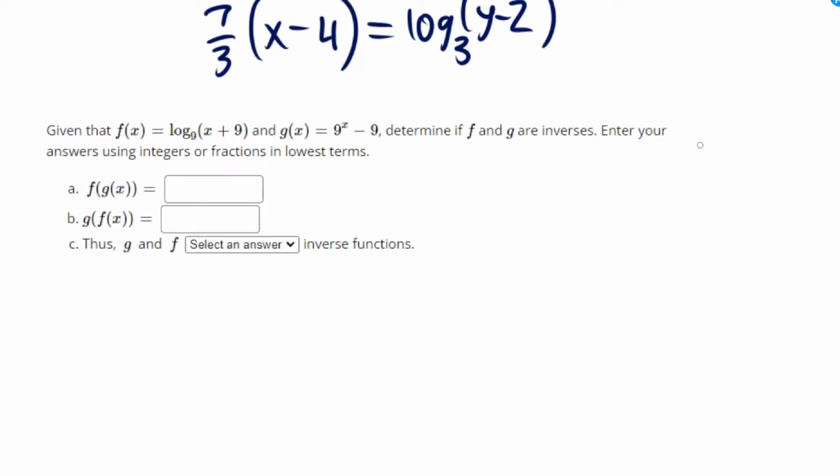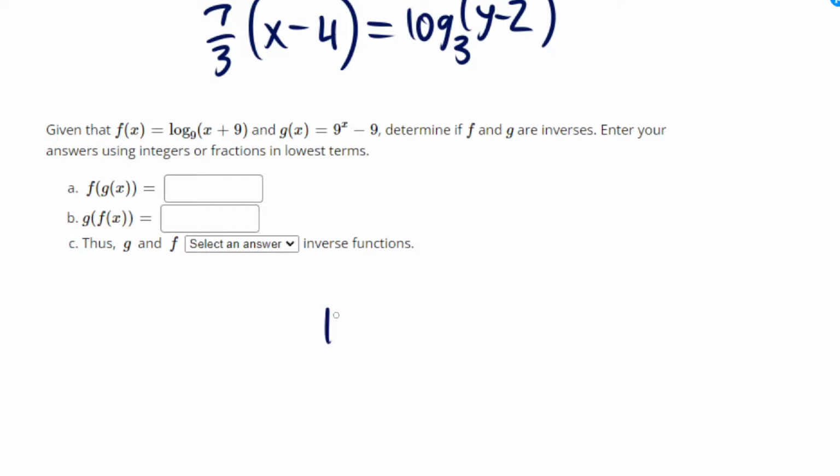Given that f of x equals log base 9 of (x plus 9), and g of x equals 9x minus 9, determine if f and g are inverses. Now, if you remember doing the inverses with the quadratic and the linear forms, where we did the composition of the functions to test whether they are inverses, if they are inverses, the answers will be the same. So for instance, this answer should be exactly the same as this answer.